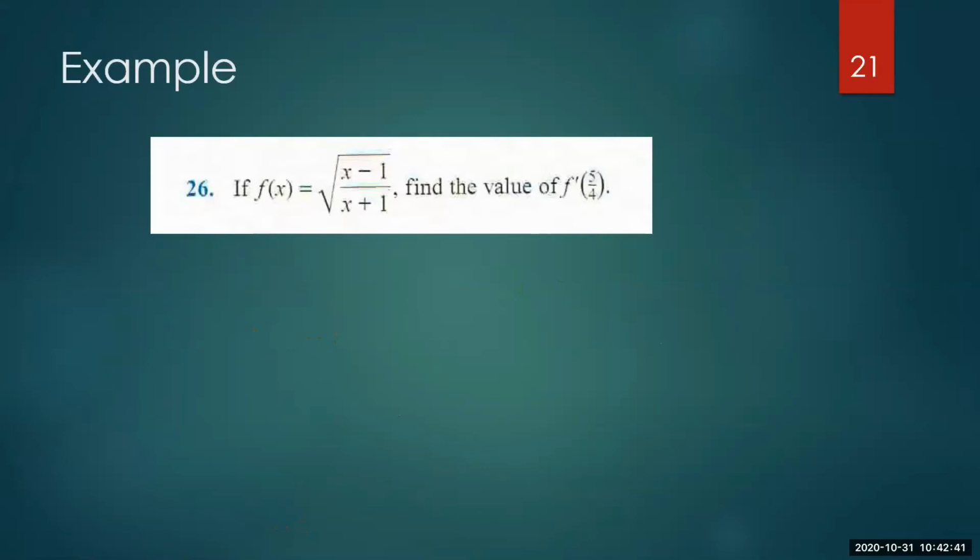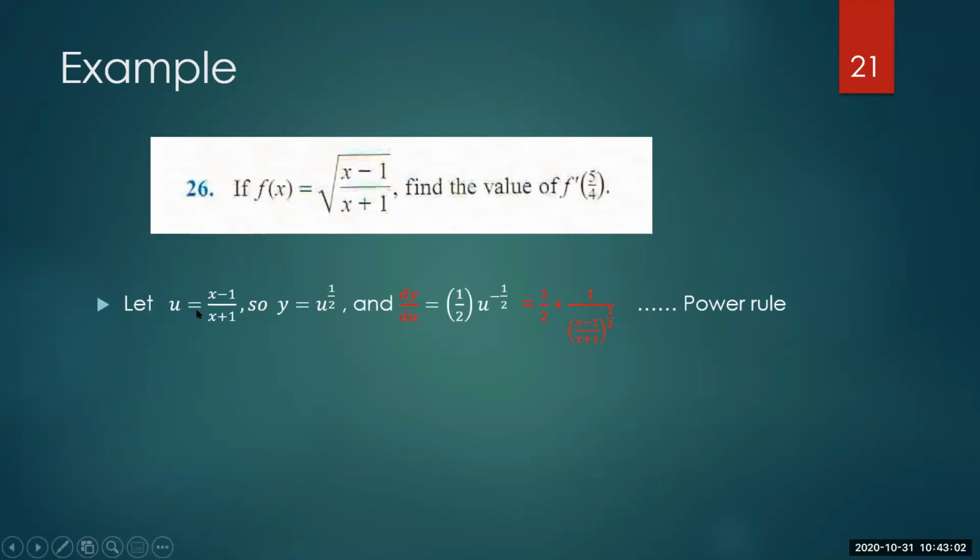So here's another example, and this is again a little bit more complicated. f of x is equal to the square root of (x minus 1) all over (x plus 1). So we find the value of f dash of x when x is equal to 5 over 4. Again, we're going to let u be equal to (x minus 1) over (x plus 1).